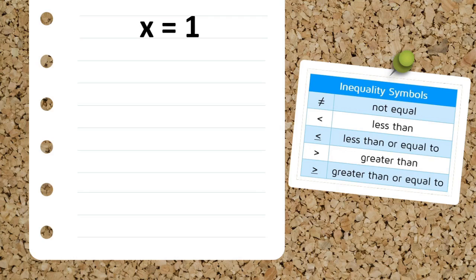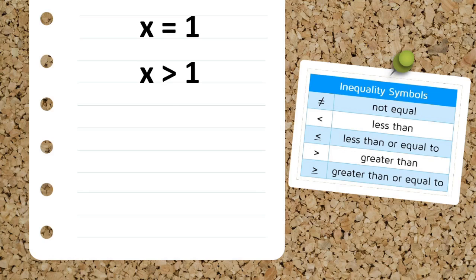If we have x equals 1, then we have a specific value for x, which is of course 1. But what if we were given x is greater than 1? Then we have multiple possible values for x.